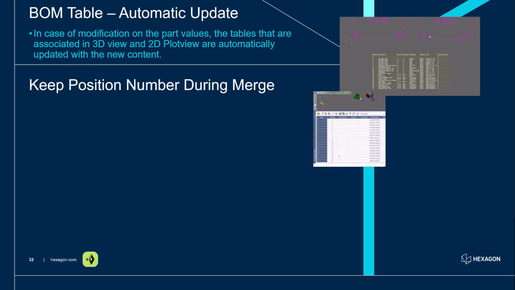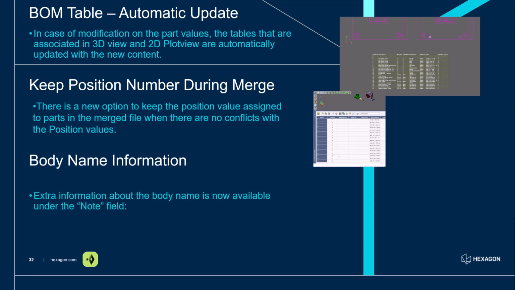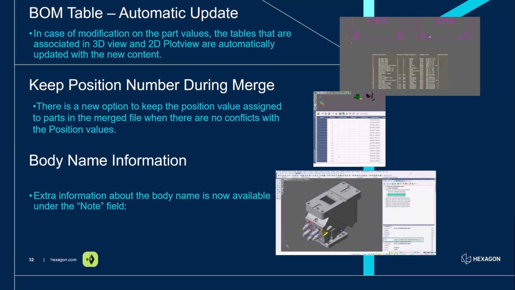Keep position number during merge. When you are exporting out a VISI file and merging it into an existing file, the position numbers will now be retained. And within the body name information, extra fields for the body name are now available within Note when you're importing in files. And in the video, we're going to highlight new features within the Assembly Manager.